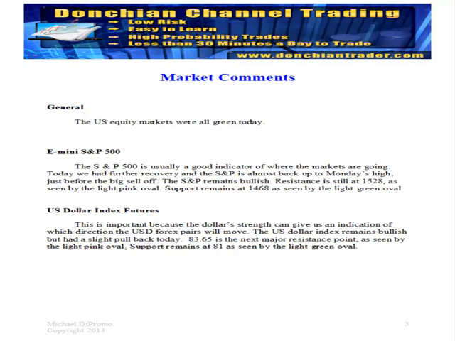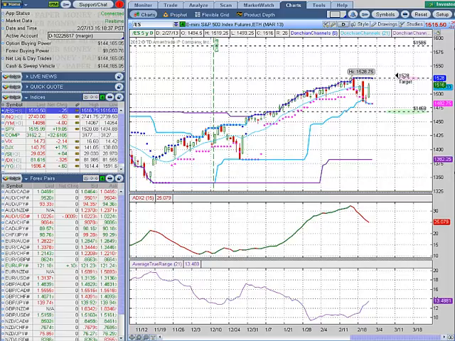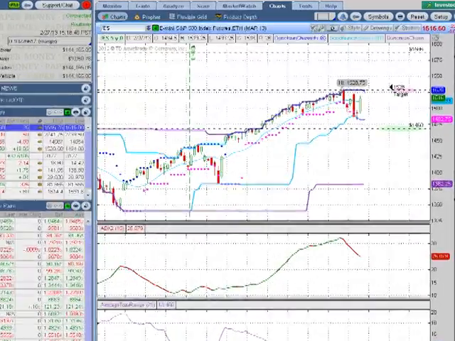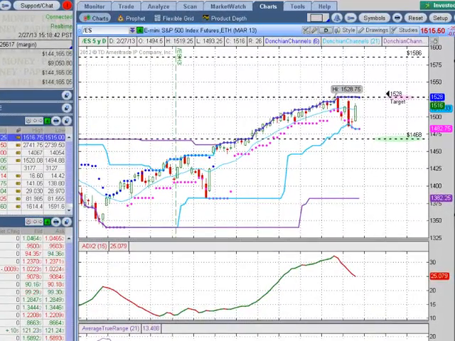The U.S. equity markets were all green again today. Here's the price chart for the E-mini S&P 500 index futures. The S&P 500 is usually a good indicator of where the markets are going. Today we had further recovery, and the S&P is almost back up to Monday's high, just before the big sell-off. The S&P remains bullish. Resistance is still at 1528 as seen by the light pink oval, and support remains at 1468 as seen by the light green oval.